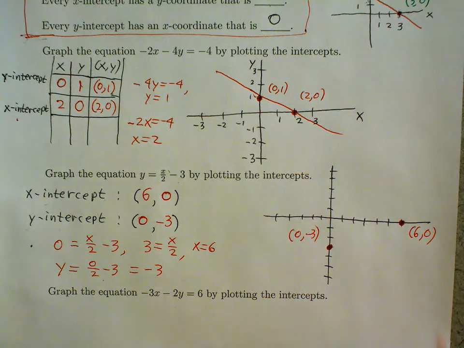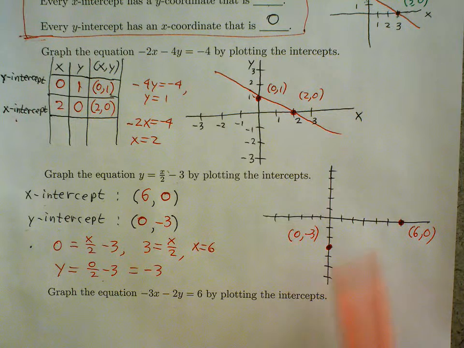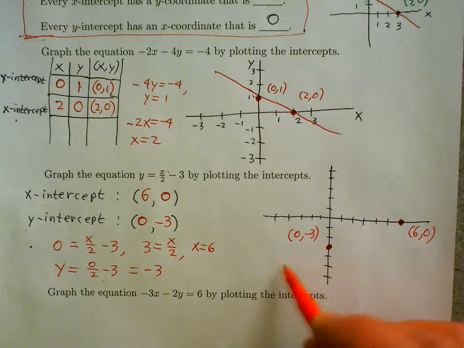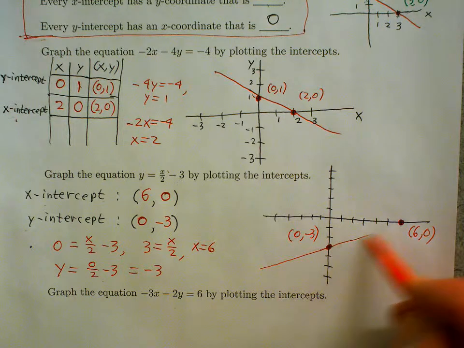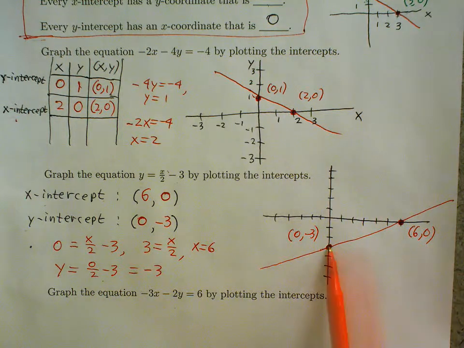When you're quizzed and tested over graphing straight lines, whatever 2 points you find, make sure that you label the ordered pairs for those 2 points.